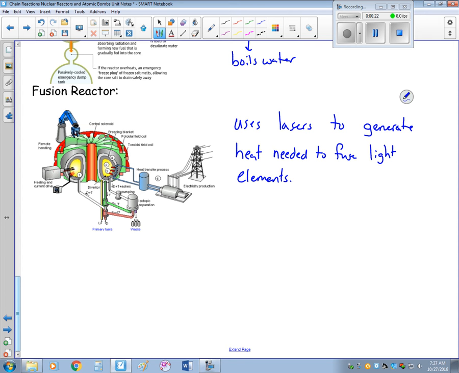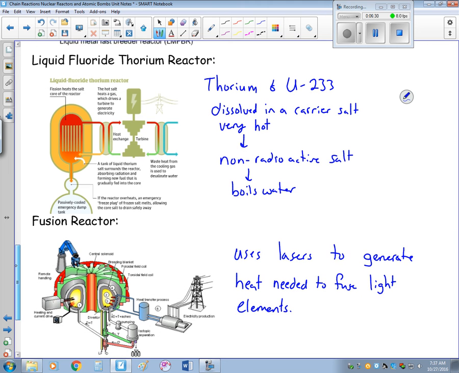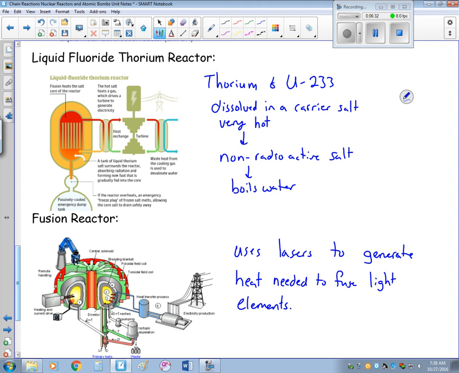And there have been some gains in nuclear fusion reactions. So that's another promising one. These last two, the liquid fluoride and the fusion reactor, are two theoretical reactors that, if we can build them, show a lot of promise.